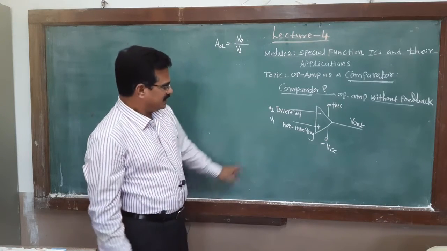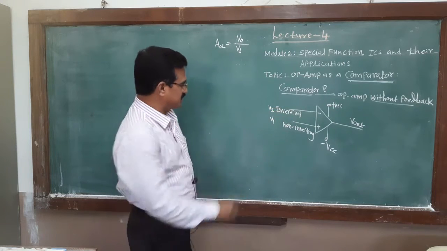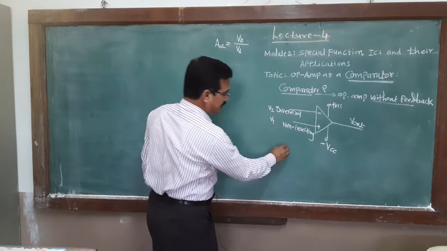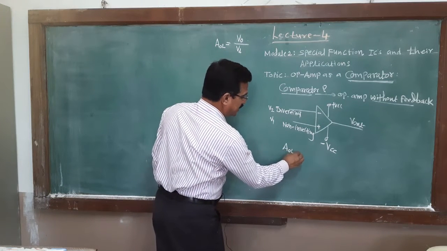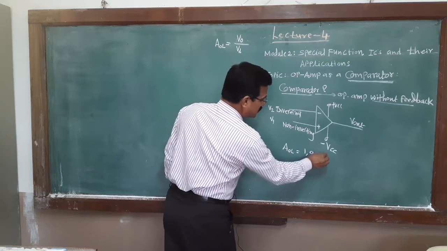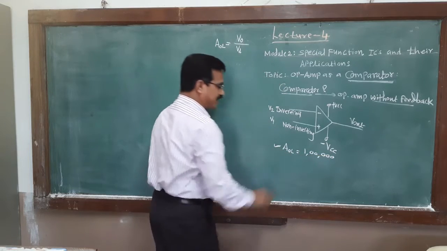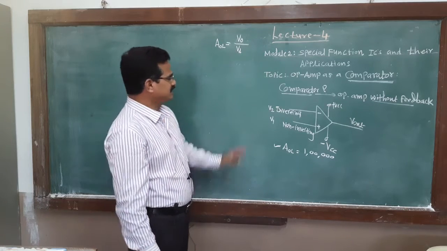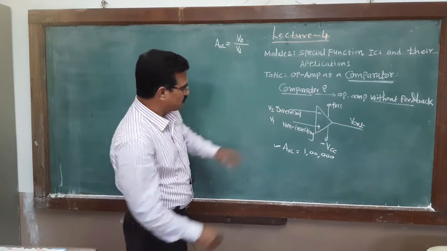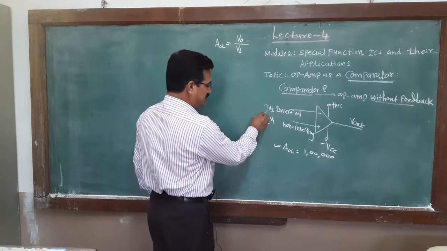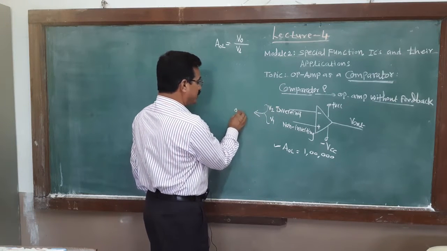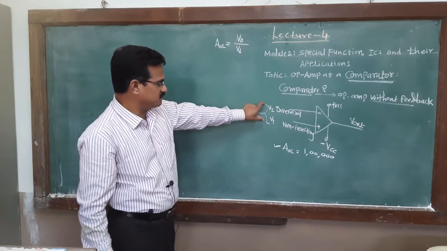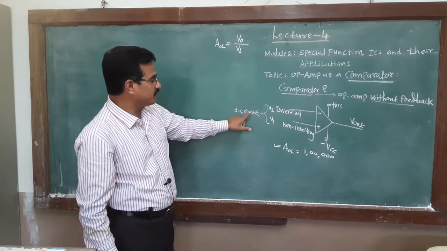Suppose practically the open loop gain of the operational amplifier is 100,000. Open loop gain of the operational amplifier is very high. And the difference of V1 and V2 is, say, 0.25 millivolt, means a very small difference between these two voltages.